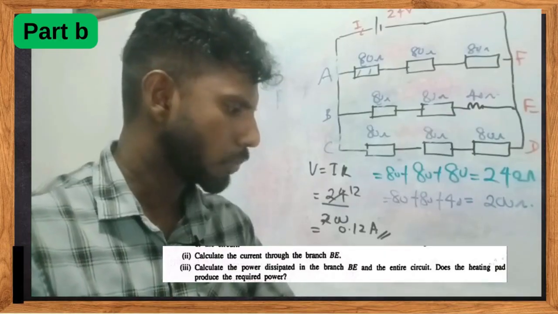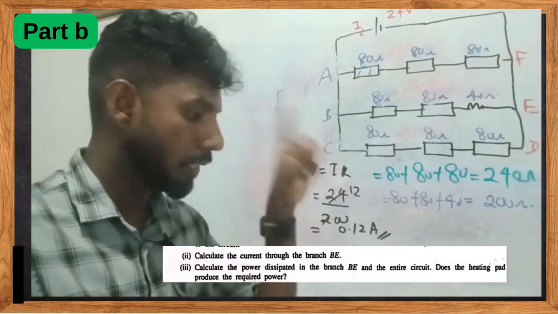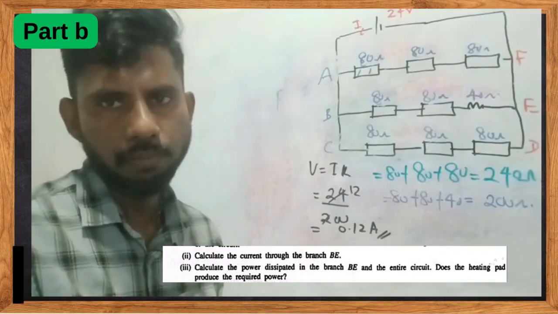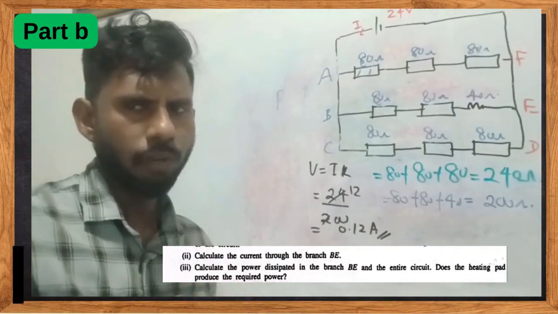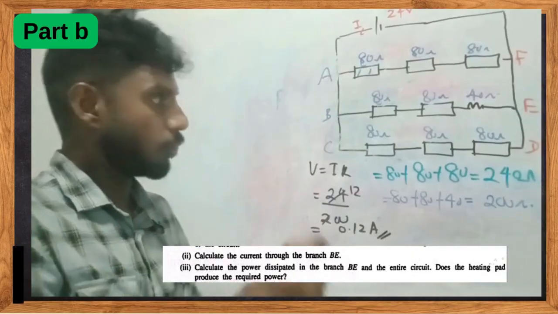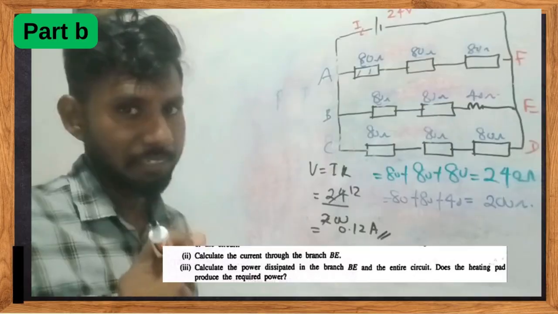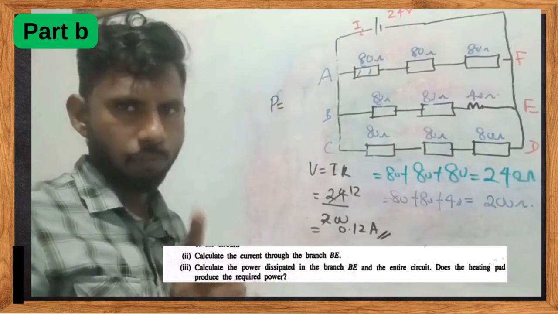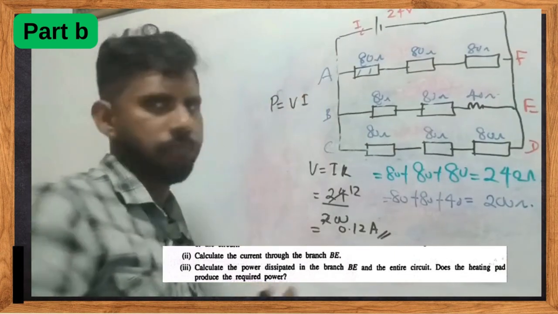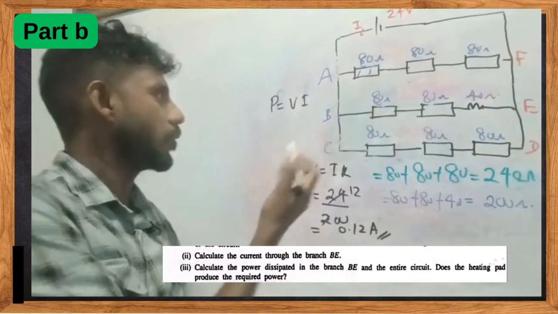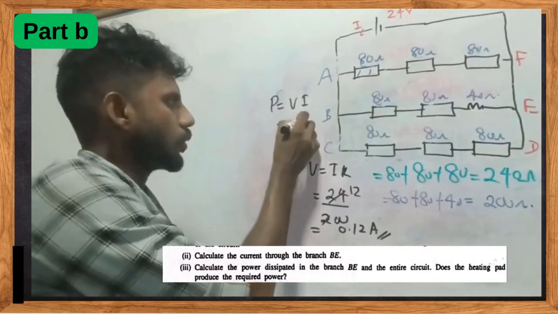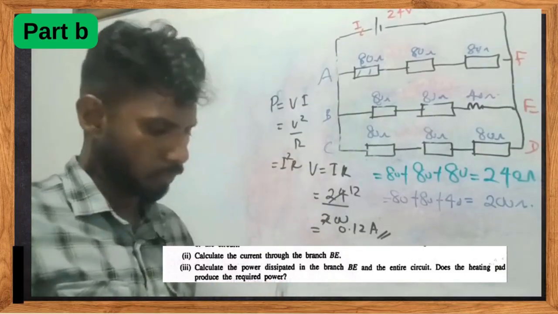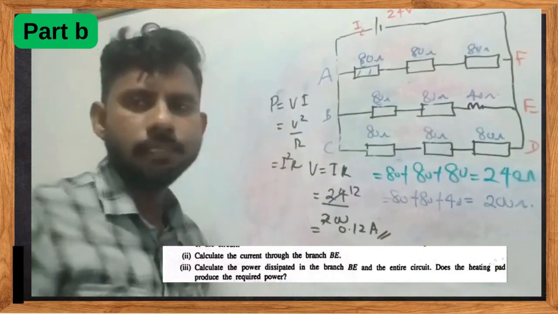Calculate the power dissipation in the branch BE and the entire circuit. Does the heating pad produce the required power? Right. Now they are asking us to find the power. Right. So to find the power, of course, students, you should remember the power equations. So what are the power equations? First one that should come into your mind from all levels: P equals VI. All levels of all A levels, right? P equals VI. And what's the other equation? V squared over R, and the last one I squared into R.